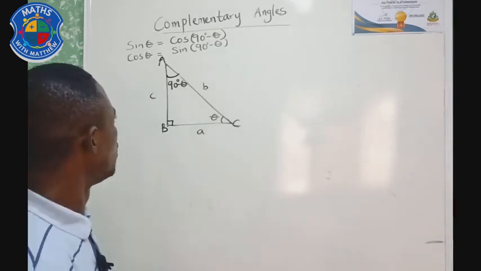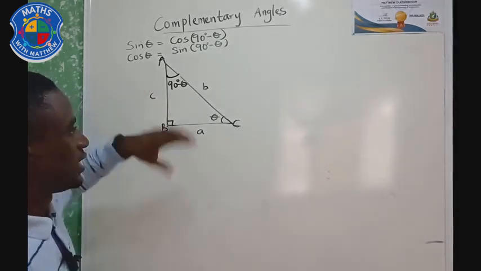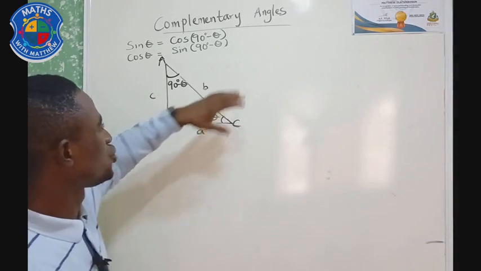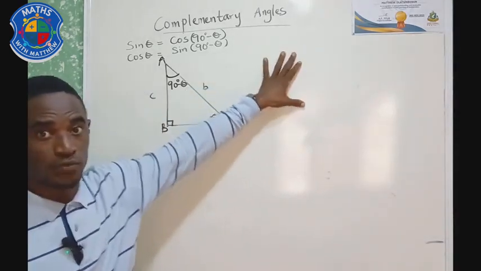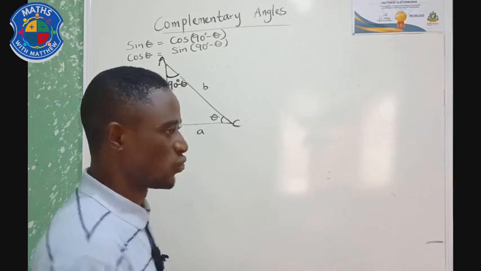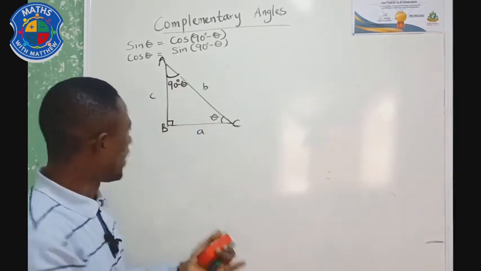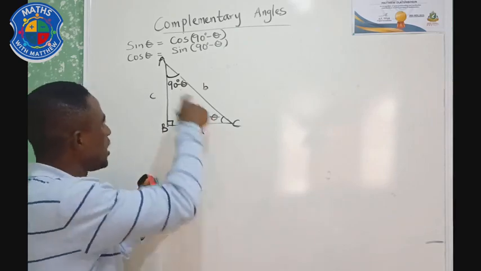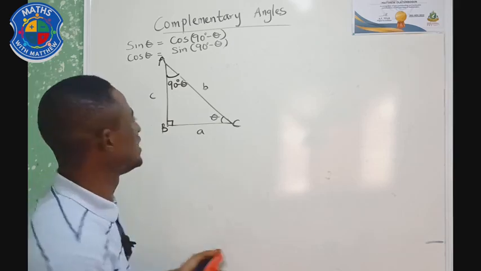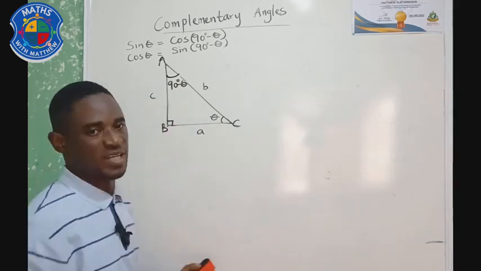Now, let's look at it. So, for us to do this, let's use our SOHCAHTOA to solve what we want to do here. That is, we want to find the sine of this particular angle and this angle. We have to find the cosine of this particular angle and this particular angle, and we have to find the tangent of this angle and this particular angle.